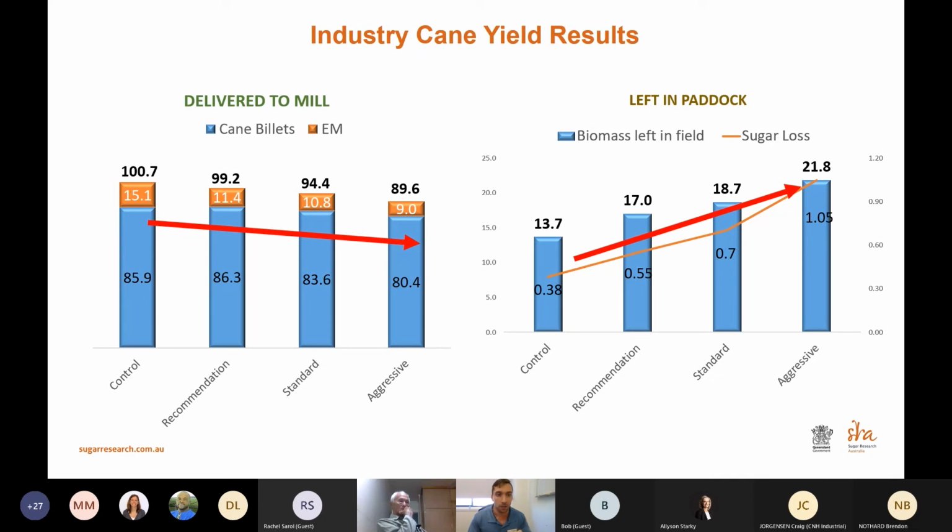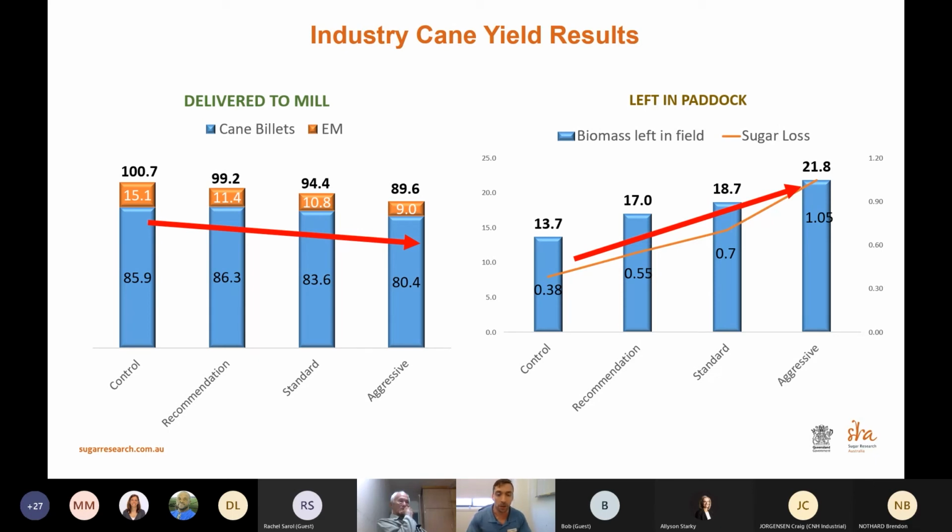The blue bars on the left-hand side where it says delivered to mill is looking at clean cane yield. So you can actually see a significant reduction in clean cane yield alone from 86.3 tonnes of clean cane delivered to the mill to 83.6 tonnes per hectare. Including the extraneous matter was 99.2 compared to 94.4. And then if you are on the other end of the scale, the aggressive end of the scale, you're looking at 89.6 tonnes of cane per hectare, or 80.4.